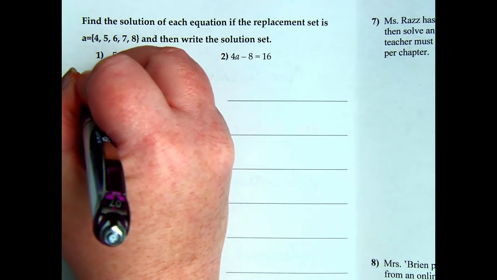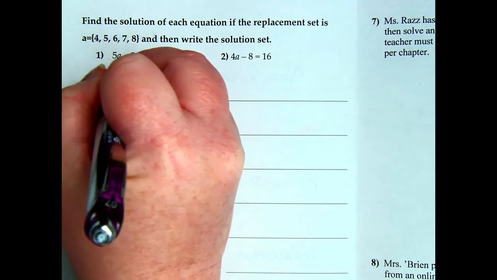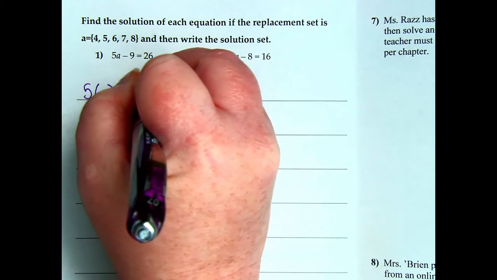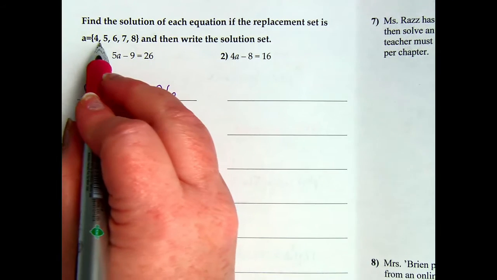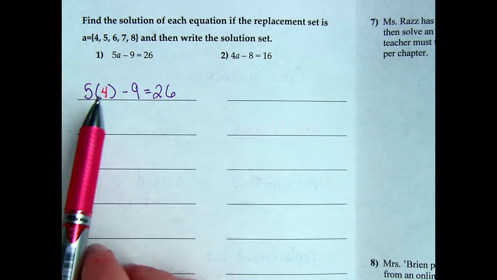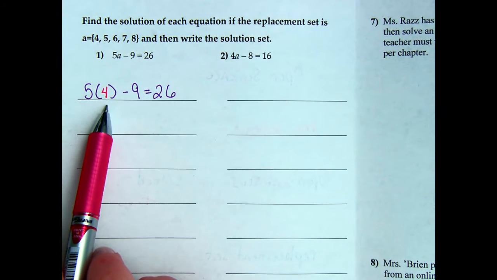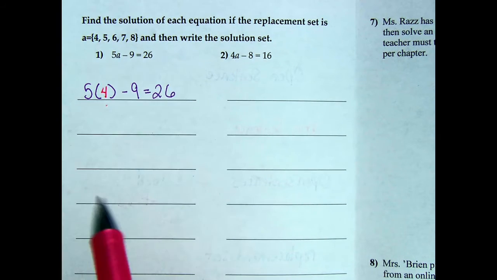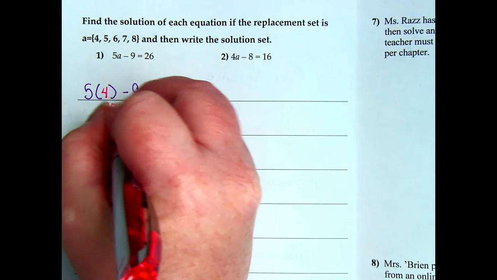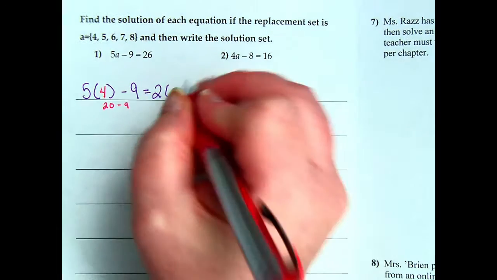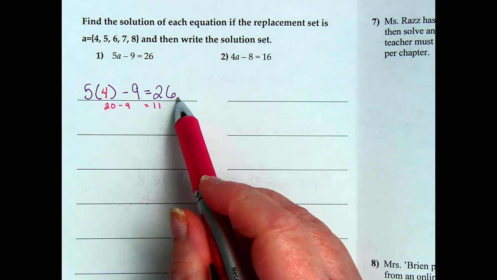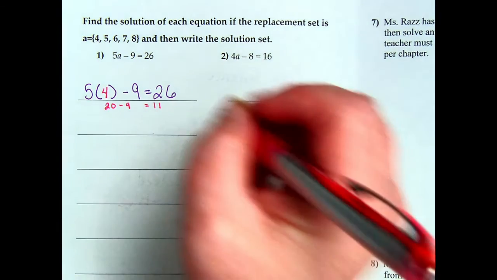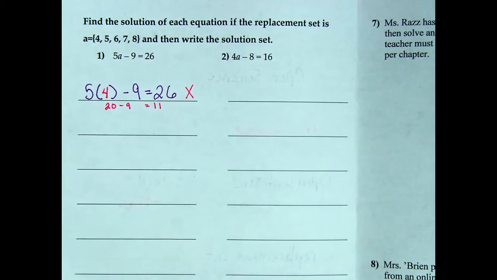I am going to write my equation, and instead of A, I am going to use the first value in my replacement set. I'm going to replace the A with the 4, and then I'm going to solve it. 5 times 4 is 20. 20 minus 9 is 11. Well, I can see that 26 is not equal to 11, so 4 is not a solution.